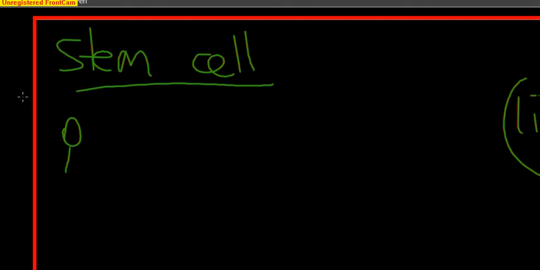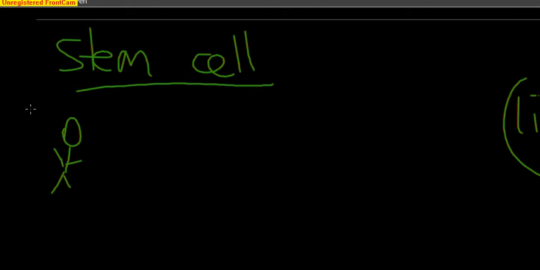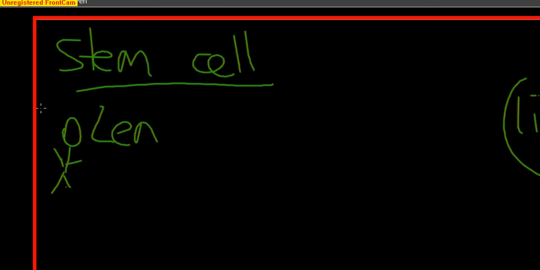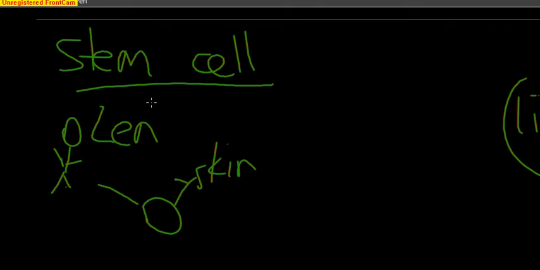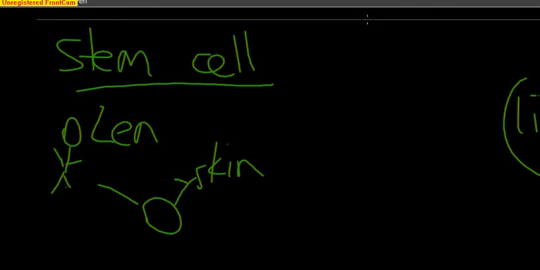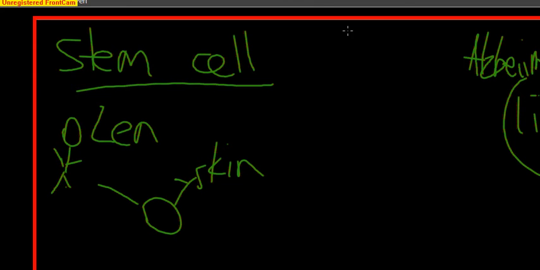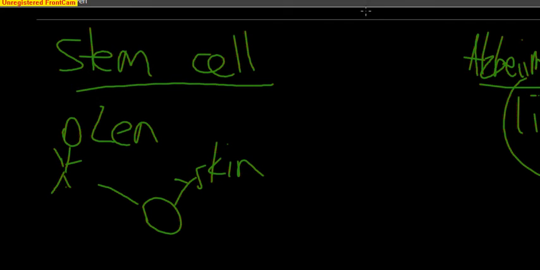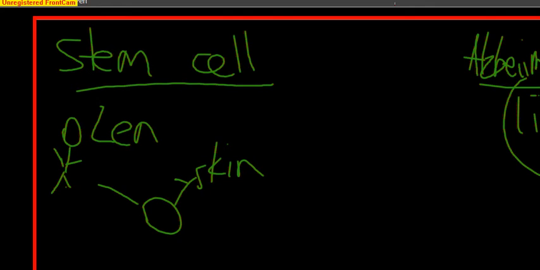So we're going to take this guy right here, and we're going to say his name is Len. What Len is going to do is donate a skin cell. Let's say he has Alzheimer's. So what does he need? He needs some brain cells. He needs some fresh brain cells to clear up his Alzheimer infected cells, pretty much.